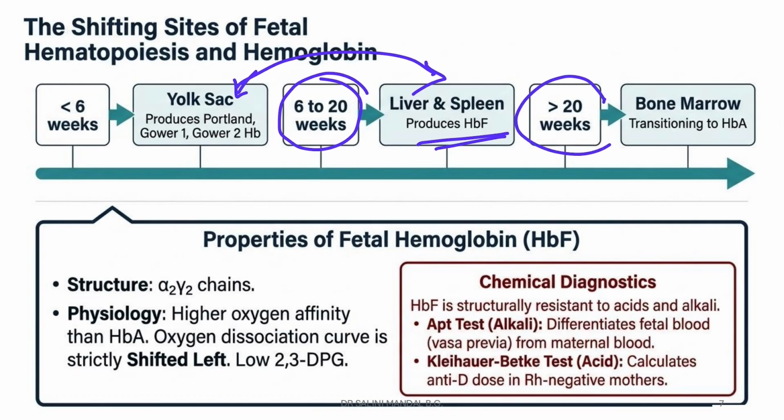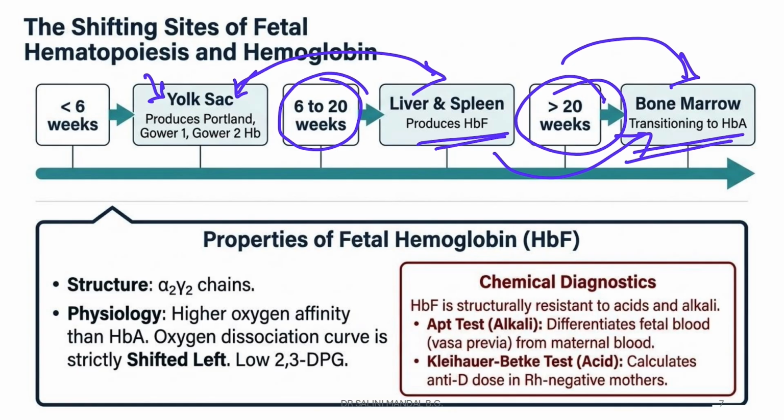But after the 20th week, remember, again from the liver and spleen it is shifted to the bone marrow, and from there it transforms into adult hemoglobin. So remember, before 6 weeks, who has taken up the job of producing hemoglobin for the fetus? That is the yolk sac. 6 to 20 weeks, it is the liver and the spleen, and after 20 weeks, it is the bone marrow.